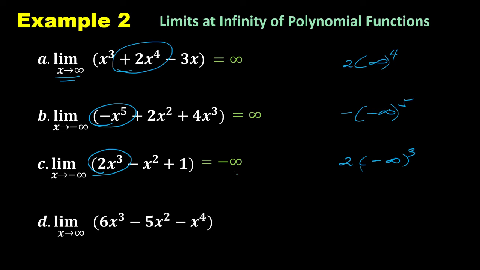And finally, for this set, we have the limit of 6x cubed minus 5x squared minus x raised to 4 as x approaches infinity. So we have this as our term with the highest degree, and we have negative of infinity raised to 4. So infinity raised to 4 would be a very large number times a negative number, and that would be negative infinity.